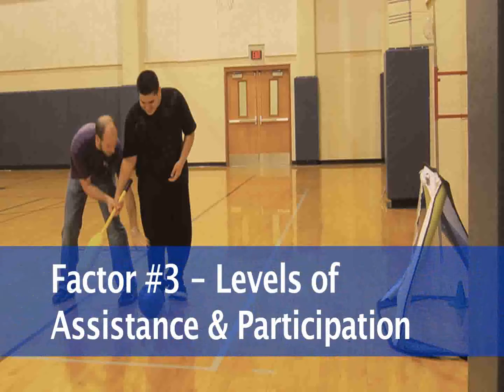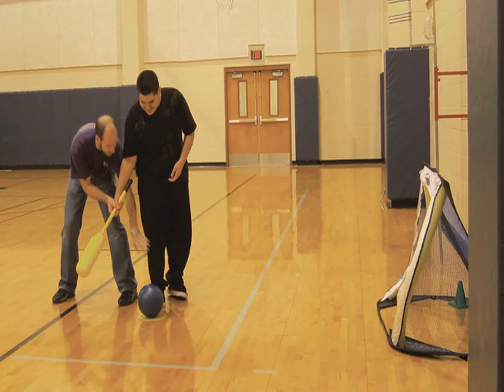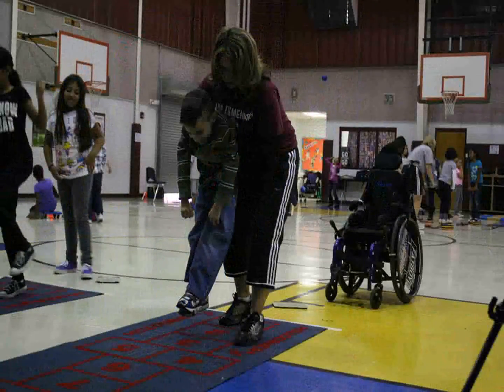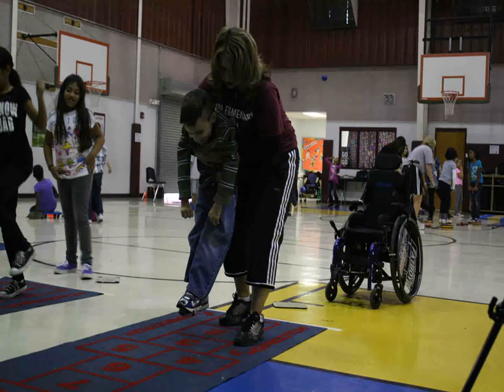Factor number 3, levels of assistance and participation. You must consider the amount of assistance that is needed by each student and to what degree each student can safely participate. The amount of assistance required by each student depends on his or her cognitive and motor skills levels. Some students need little assistance in general PE, and some need extensive assistance.